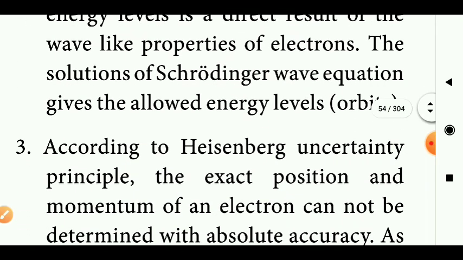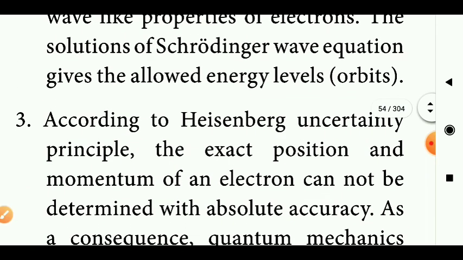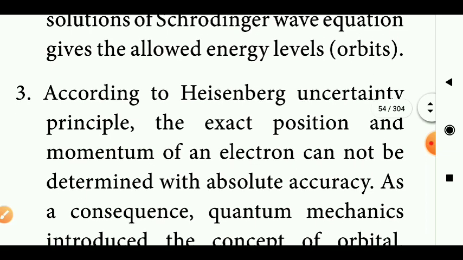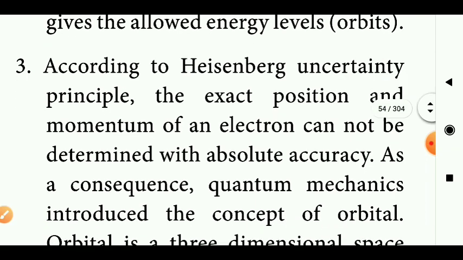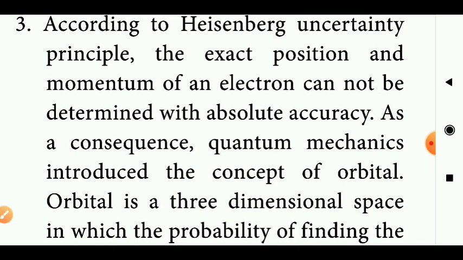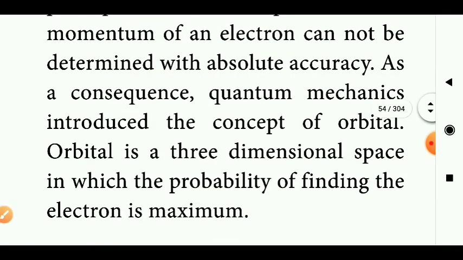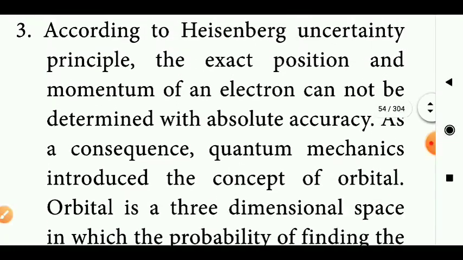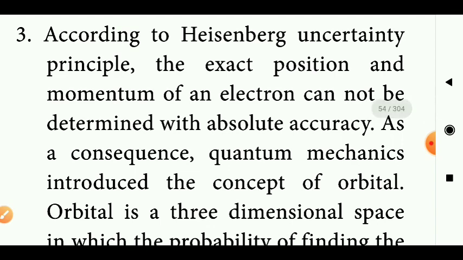Next, according to the Heisenberg uncertainty principle, the exact position and momentum of an electron cannot be determined with absolute accuracy. As a consequence, quantum mechanics introduced the concept of orbital. The orbital is a three-dimensional space in which the probability of finding the electron is maximum. So according to the Heisenberg principle, we cannot calculate position and momentum simultaneously.